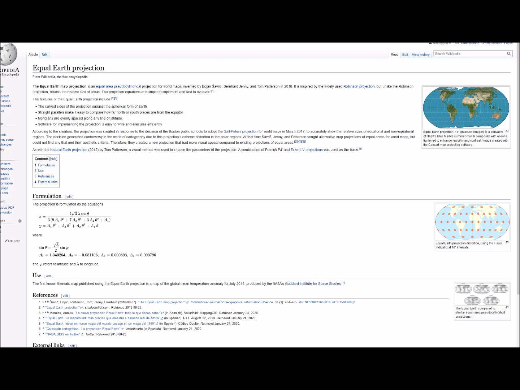Wikipedia has a nice page on it. It's got all the math involved down here. For those flat earthers out there that are trying to make their own flat Earth map, you might want to look at this.